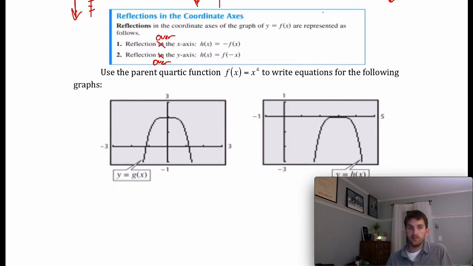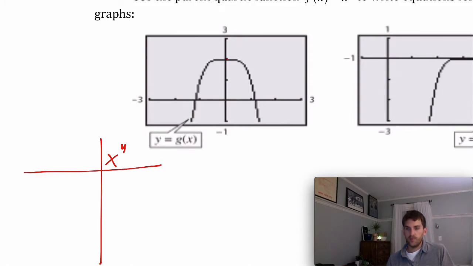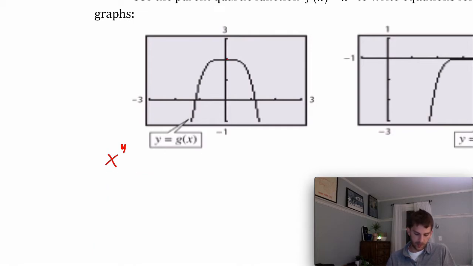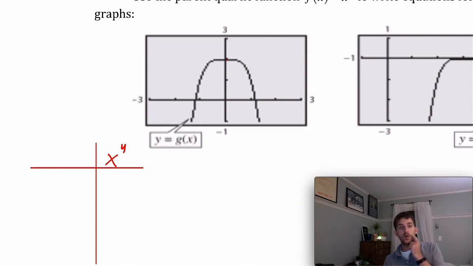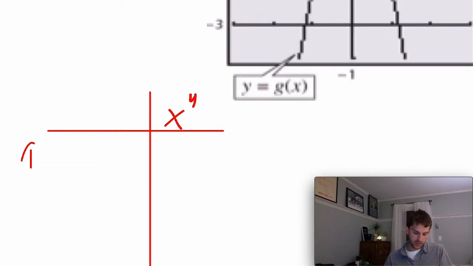So we're going to say a couple different things. We're going to start off with x to the fourth, and I'm going to make a quick table out of this. And then we're going to transform x to the fourth in a couple different ways. So this function here is going to be upside down, and it's going to be up a little bit higher. So one step we could do is reflect it over the x-axis.